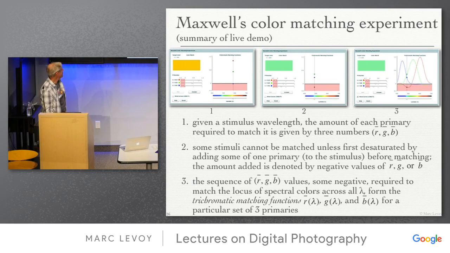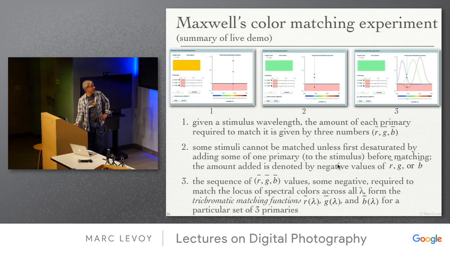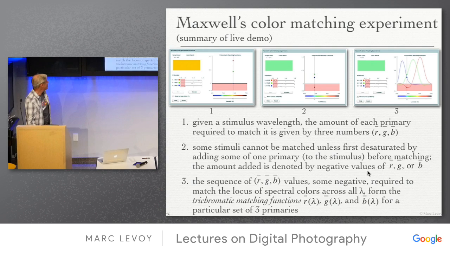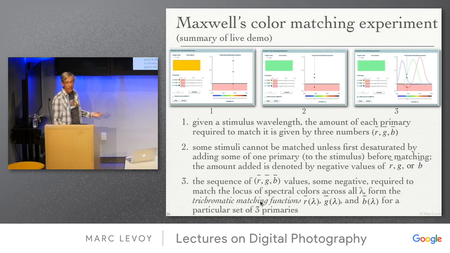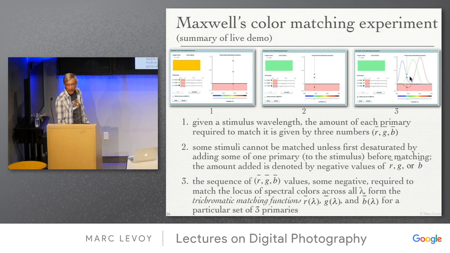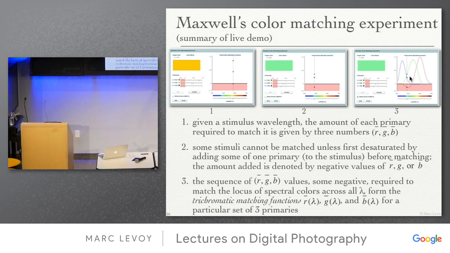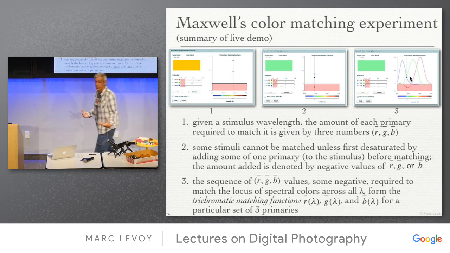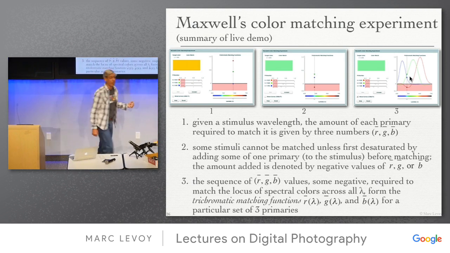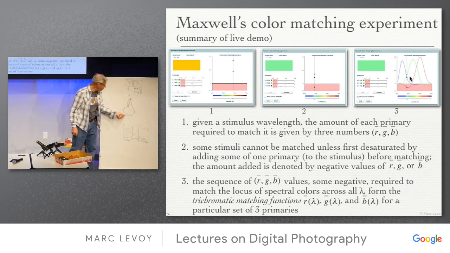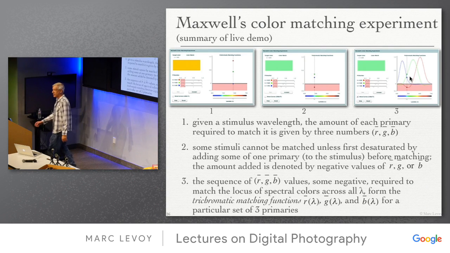here's what we just did. Some stimuli cannot be matched unless first desaturated by adding some of one primary to the stimulus. And that's represented by negative amounts of these functions, which are called R bar, G bar, and B bar. The sequence of those make these things called the trichromatic matching functions, which you just looked at. Remember that they are for a particular set of primaries. If I change the primaries, if I move these around, those matching curves will look different. But for any 3 set of primaries that do a reasonable job of spanning all the colors we can see, there will be negative going stuff. There will be negative curves.